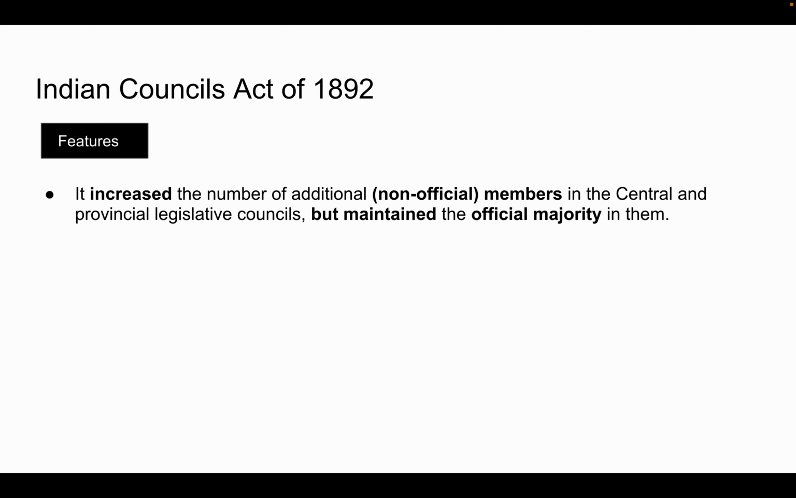Now, like we have seen in the previous videos, in the Act of 1861, Lord Canning, who was the viceroy at that time, had nominated 3 Indians to his legislative council, that is the Raja of Benares, the Maharaja of Patiala, and Sir Dinkar Rao. So what has happened in this act is that they are increasing the number of non-official members in the central as well as in the provincial councils.